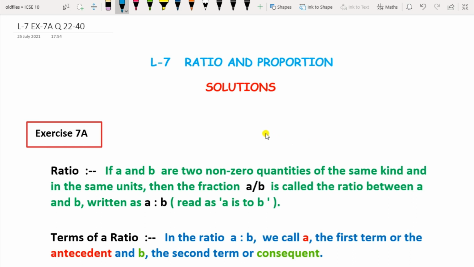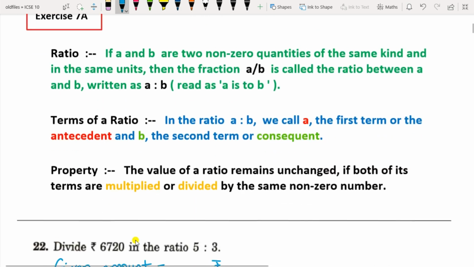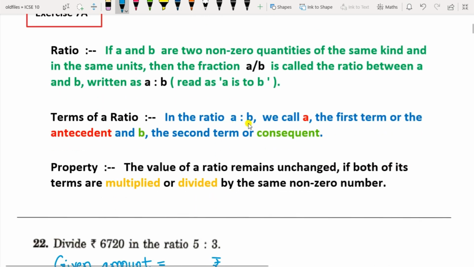Let's start with our today's topic, lesson 7 ratio and proportion, exercise 7a. So ratio is, if a and b are two non-zero quantities of the same kind and in the same units, then the fraction a upon b is called the ratio between a and b, written as a is to b. Terms of the ratio: in the ratio a is to b or a upon b, a is called the antecedent and b is called the consequent. And the property is, the value of a ratio remains unchanged if both of its terms are multiplied or divided by the same non-zero number. This we have seen in the earlier video.